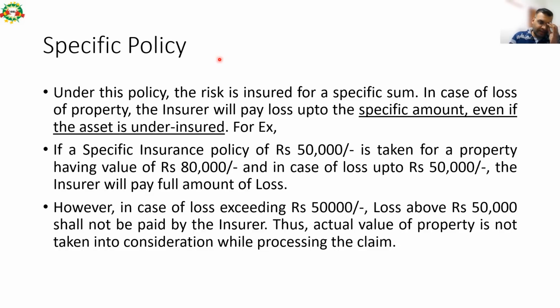So if any loss happened to my house, and that amount of loss is say 40,000 rupees, I'll get the entire amount. If the loss is 60,000 rupees, I will get only 50,000 rupees. So in case the loss exceeds 50,000 rupees, the loss above 50,000 shall not be paid by the insurance company. Thus the actual value of the property is not taken into consideration while processing the claim. So this is again a 1 mark theory question that can come: in case of a specific policy, actual market value is not considered. There is no calculation of the underinsurance quotient.